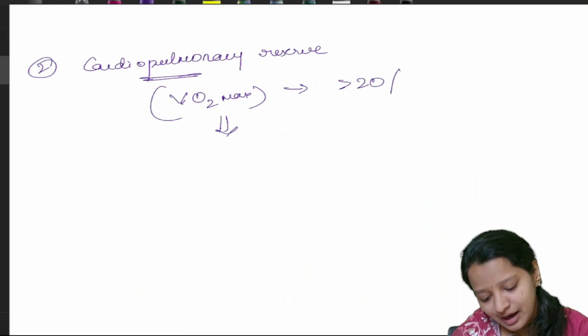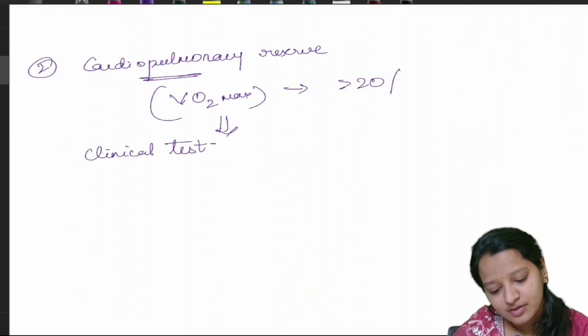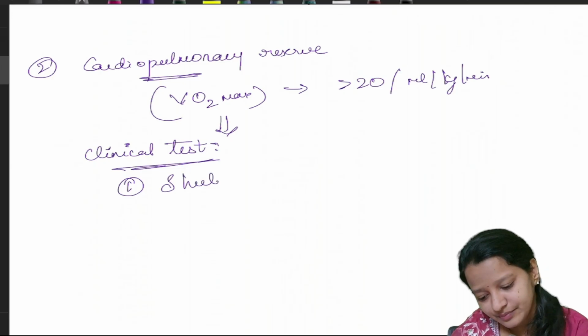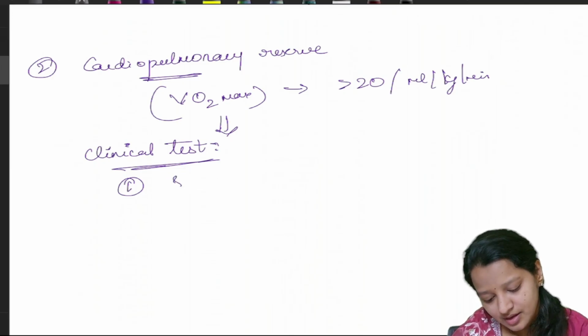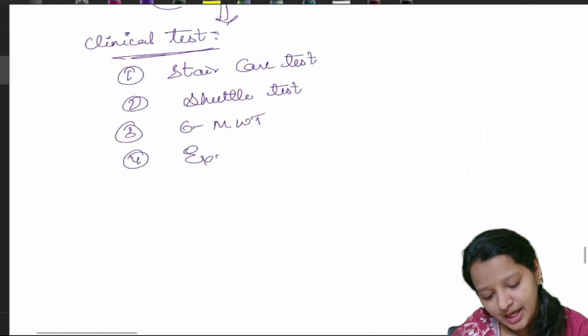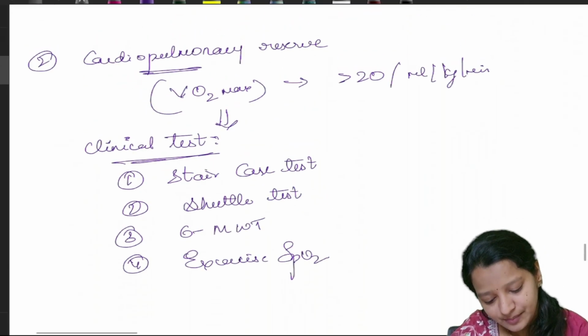So normally it has to be minimum greater than 20, right? In place of this, we are going to do some clinical tests. So normal will be greater than 20 ml per kg per minute. So what are the clinical tests that we can do? Staircase test, shuttle test, 6-minute walk test, and exercise SpO2. Okay. So let us see individual things.